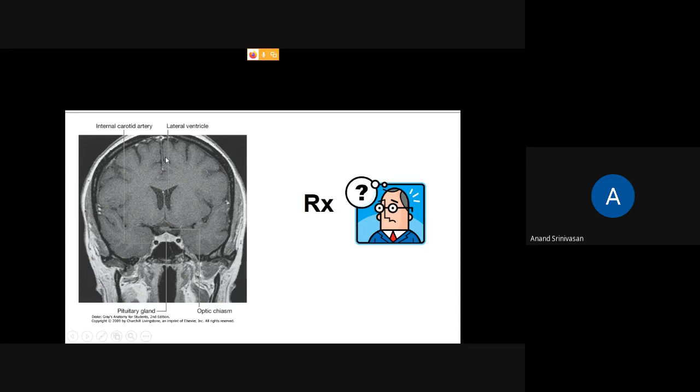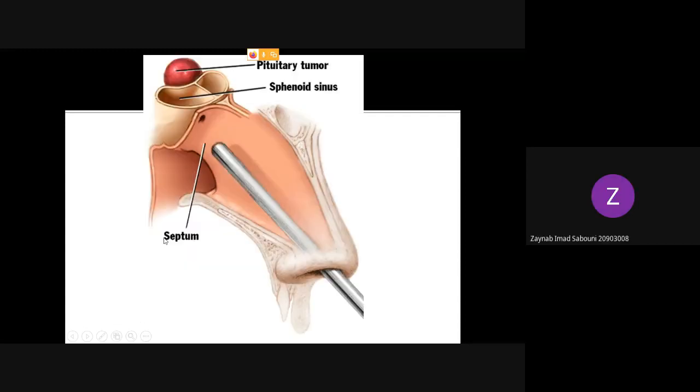And if the brain has lost its function, the person goes into coma. Okay, like operation success, patient died, like that. Okay, so is there any other approach by which only the pituitary can be reached, from the nose?